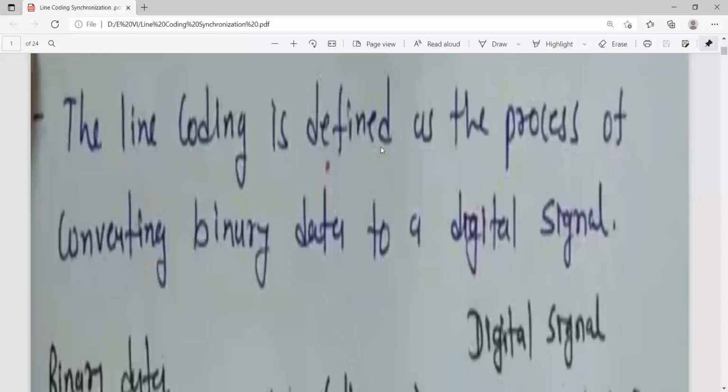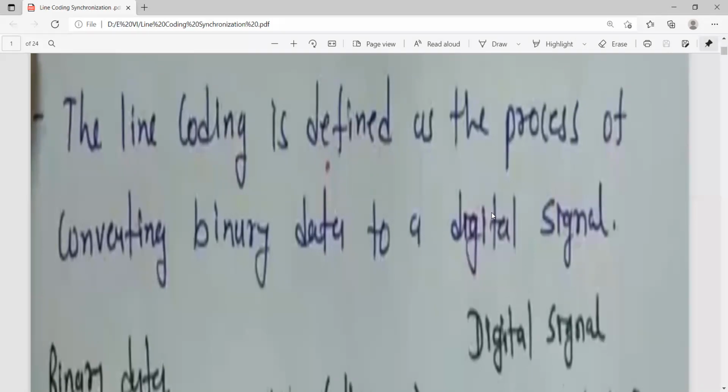This is the first slide. Line coding is defined as the process of converting binary data to a digital signal format. Binary data cannot be communicated as it is. If you communicate it as it is, there will be some errors, or it is easily stolen by some people. Therefore you must always code the data. The coded data is what you communicate, and the resultant value is generally called a signal.